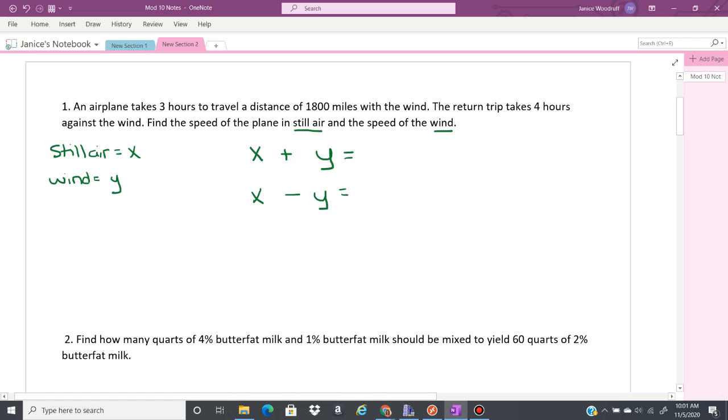Now, what's going to go here is going to be the speed. So we have to figure that out. The speed is going to be, for the first part, 3 hours for 1,800 miles. So that's going to be 1,800 divided by 3, which should be 600 for you. So with the wind, I am going a speed of 600 miles per hour.